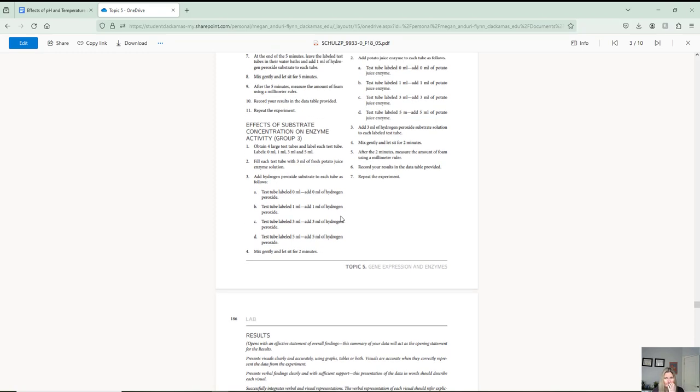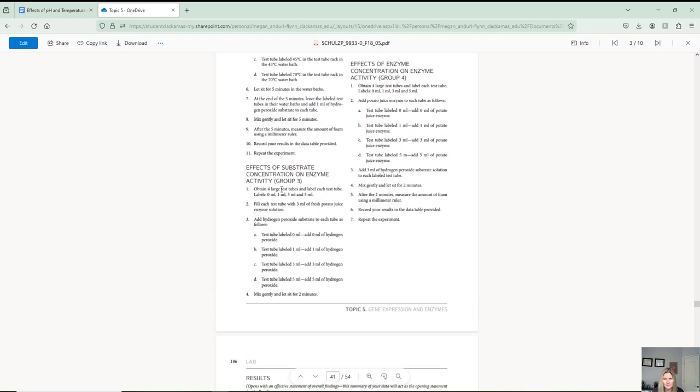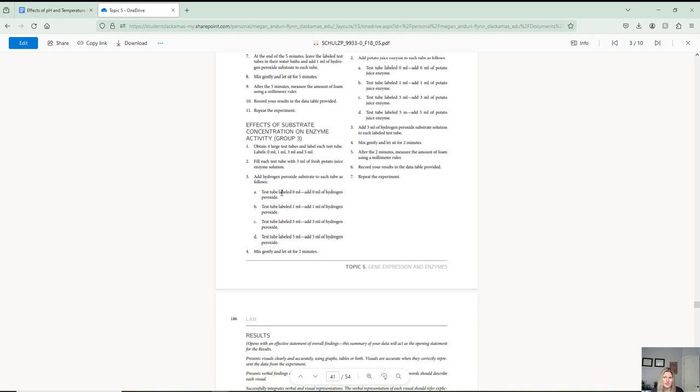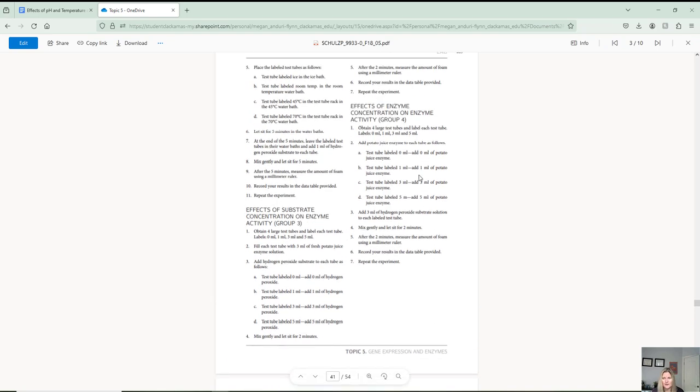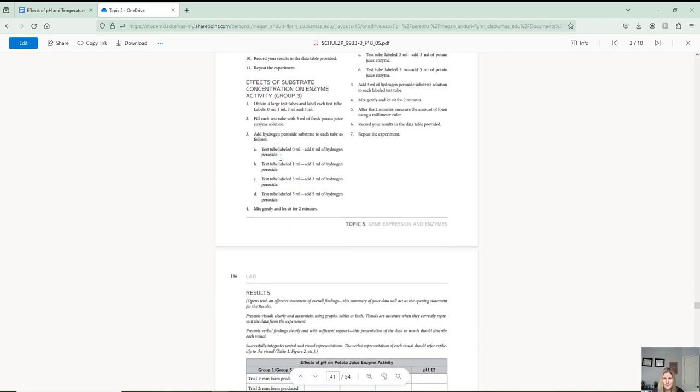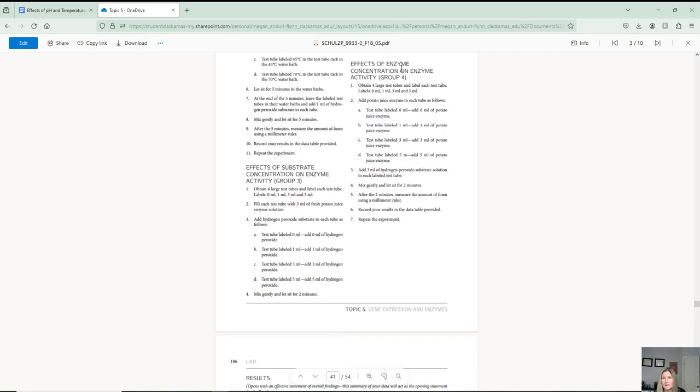If you're doing the substrate experiment, then you're going to be using 4 test tubes, just like with the enzyme experiment. But each test tube will have a different amount of hydrogen peroxide added to it. The amount of potato juice will be the same. For the enzyme concentration experiment, you'll have the same amount of hydrogen peroxide, but you're changing the amount of potato enzyme that gets added to the different test tubes.